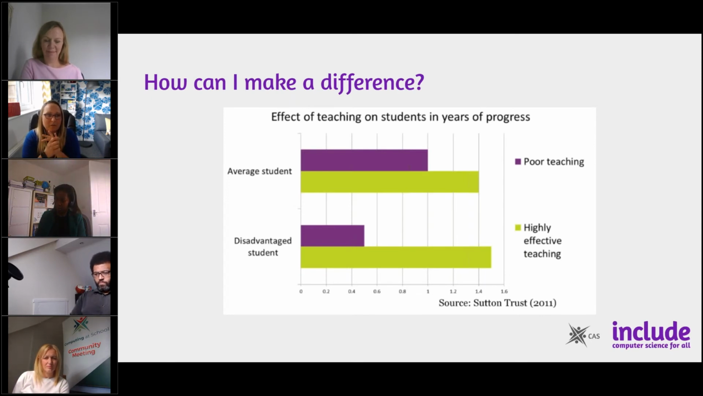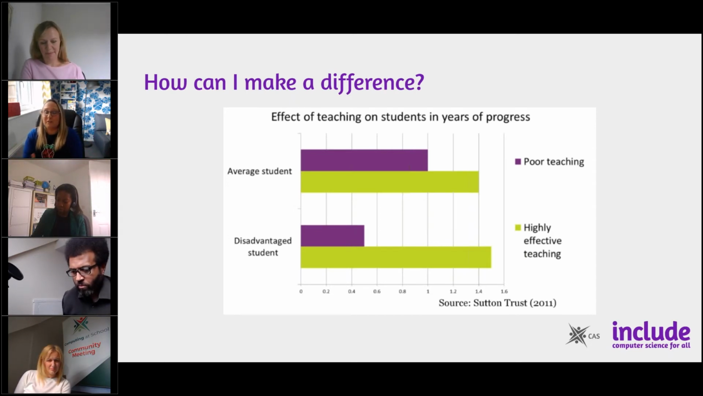So if we take a look at this graph, we've got the average student at the top. If an average student is in front of a poor teacher, they will still make 1 year's progress. If you look down the bottom, you've got the years. So it doesn't necessarily matter if an average student is in front of a poor teacher or a highly effective teacher, they're still going to make a year's progress. A disadvantaged student is only going to make half a year's progress, which is appalling. It's just not acceptable.